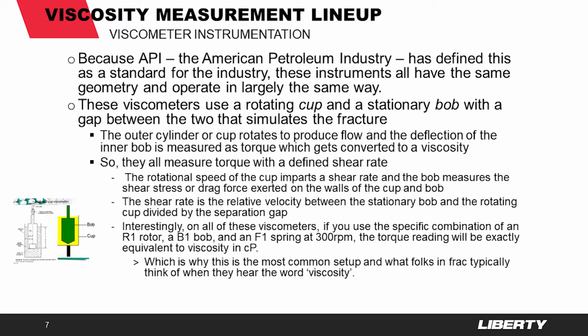Interestingly, on all these viscometers, if you use the specific combination of an R1 rotor, B1 bob, and an F1 spring at 300 RPM, the torque reading will be exactly equivalent to viscosity in centipoise, which is why this is the most common setup and what folks in frac typically think of when they hear the word viscosity.